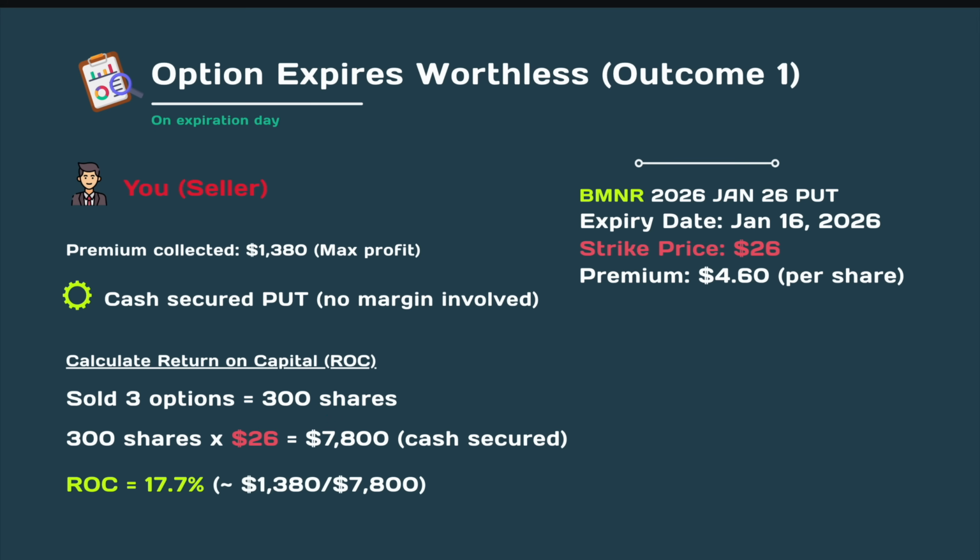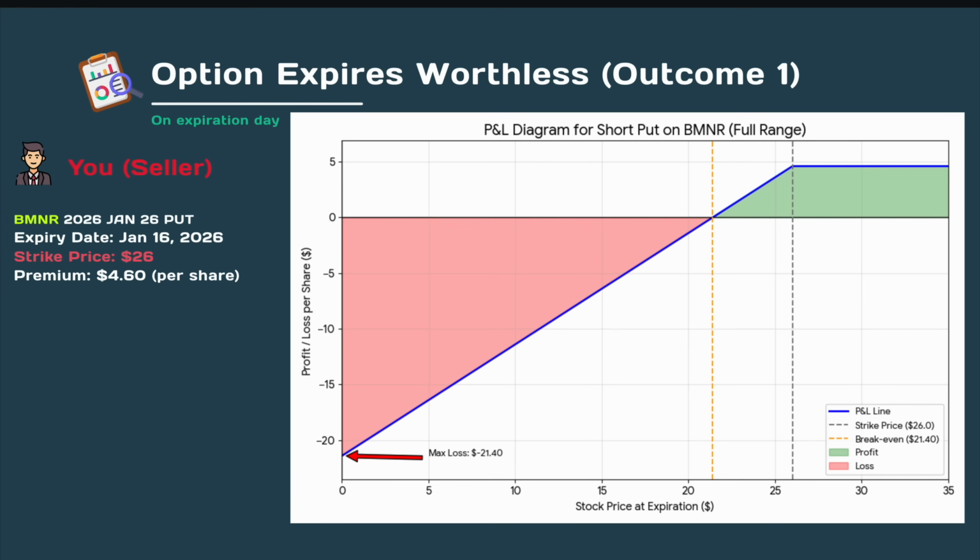And if you do your return on capital calculation, the maximum profit is the premium divided by the cash required to enter the position, and that's a return on capital of 17.7%. Now I'm going to talk about a diagram that a lot of option traders use.